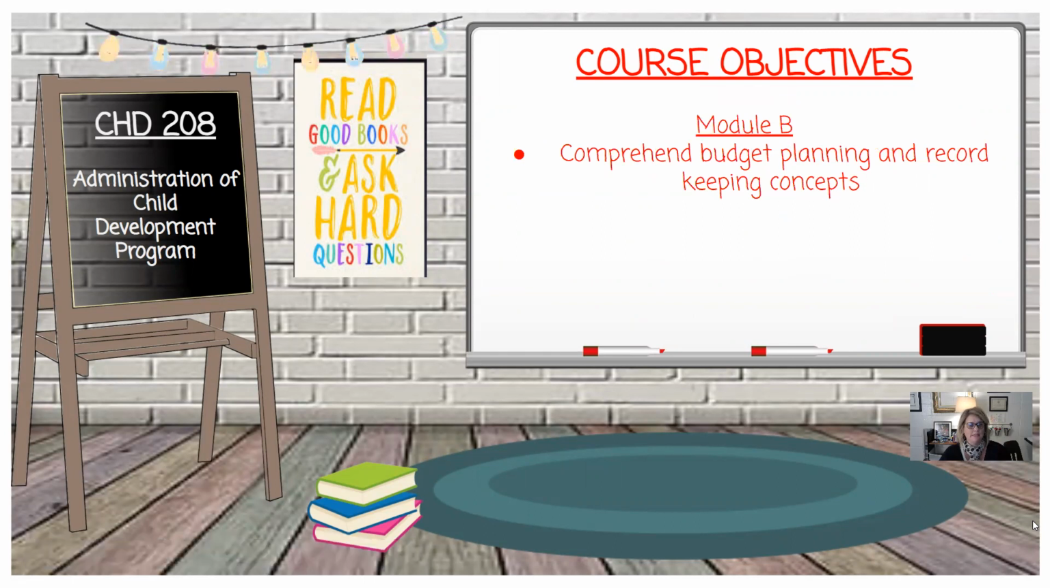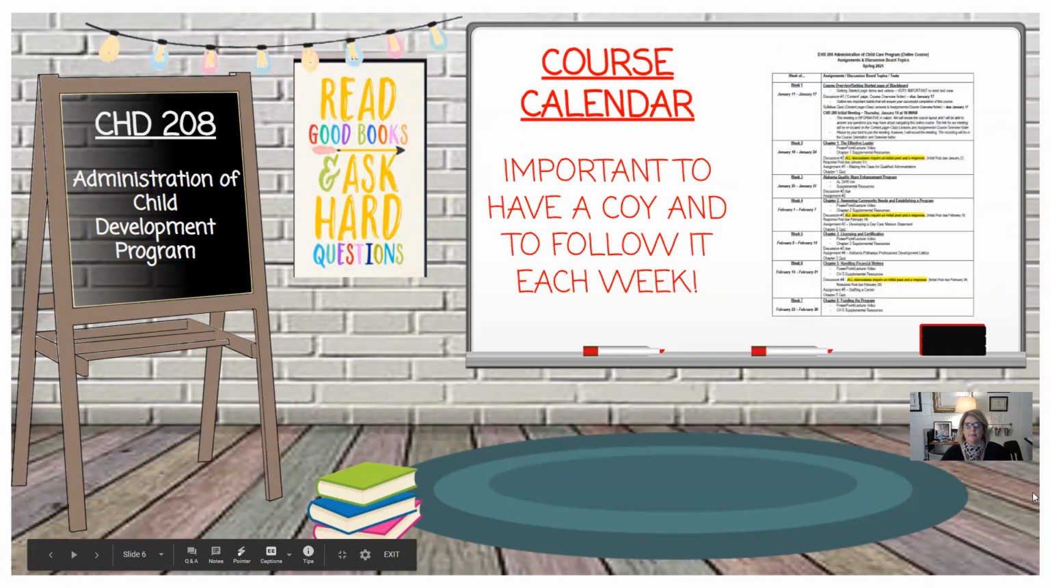And then Module B is a pretty simple one, just to comprehend budget planning and record keeping concepts. So we're going to talk about where the money comes from, how do you balance it, how do you make a business plan so that you can make a budget, what your expenses are, how you can cut your expenses. So those are the kinds of things we're going to talk about there.